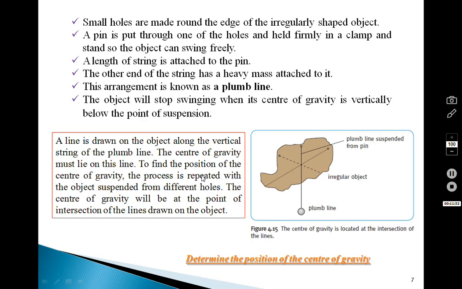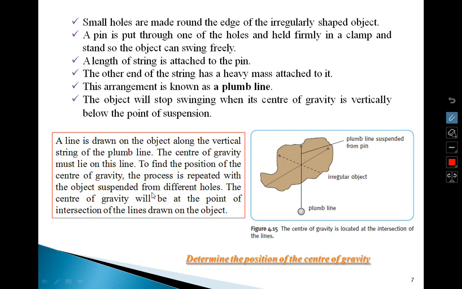Then, as we said in the last slide, a line is drawn, as we can see in this figure. A line is drawn on the object along the vertical string of the plumb line, and then the center of gravity must lie on what? On this line. It will be somewhere on this line.